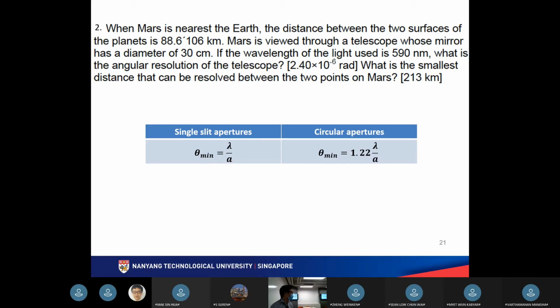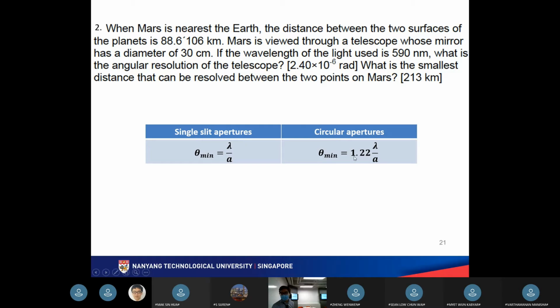Normally when resolution is tested, 90% we are testing the circular aperture because the circular aperture is what we have in experiments. Single slit is seldom used. So I think this formula is much more often used. What is the angular resolution? If you identify the circular aperture, you directly write down this equation.